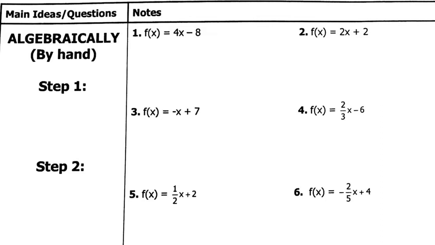The second way that we can solve for zeros of functions is algebraically. So that means by hand. We're going to go over a couple of these examples, and then you will continue on your own like you did with the graphs. So if we look at number 1, it says f of x is equal to 4x minus 8. So they give us an equation. The first step is we are going to set the function equal to 0.